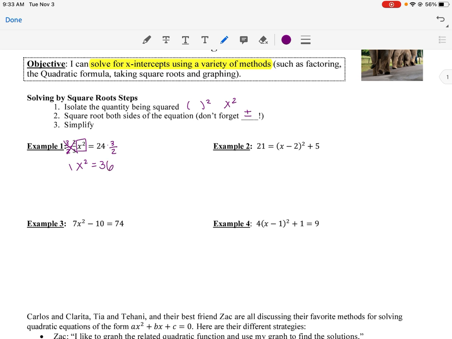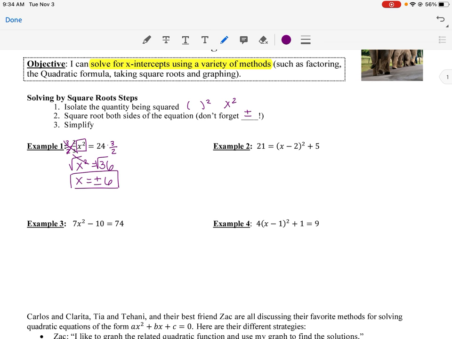So now we take the square root of both sides. So the square root and the x squared cancel out, so we're just left with x. And then when you take the square root of 36, you probably recognize that one just as 6. But it's both a positive and a negative 6.